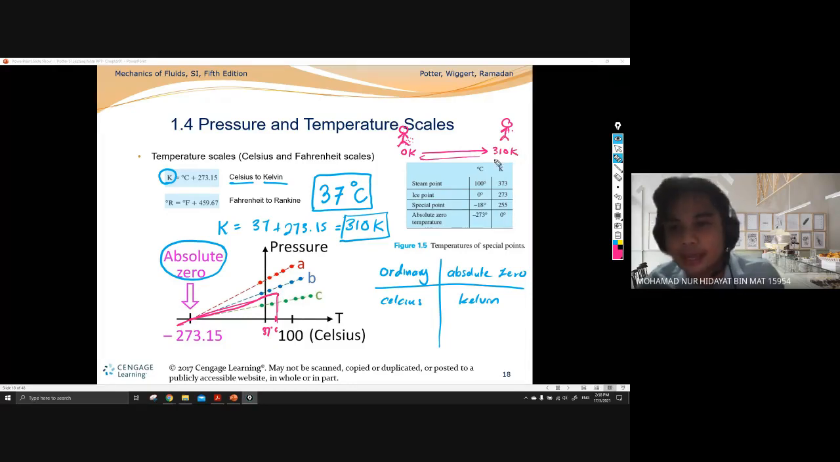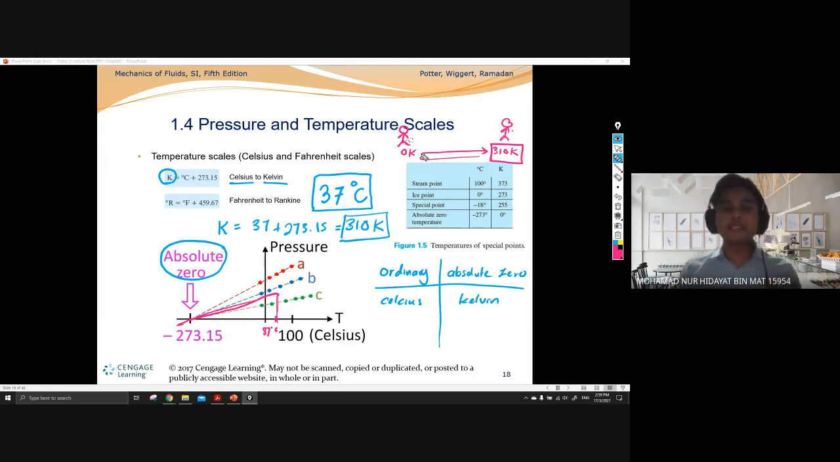So that is why this value, 310 Kelvin, is compared to the absolute zero. So you must have the comparison.